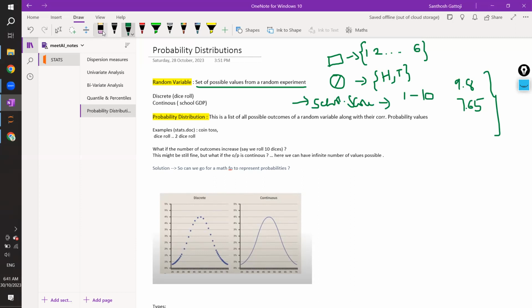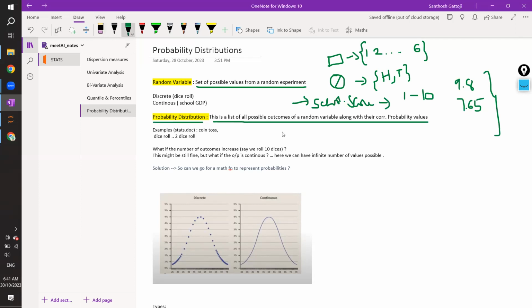So now after that, let's try to understand what a probability distribution is. Okay, guys, what is a probability distribution? This is the set of all possible outcomes of a random variable along with their corresponding probability values.